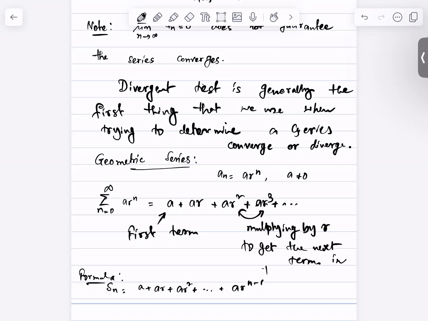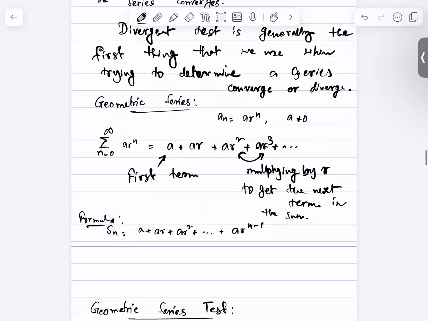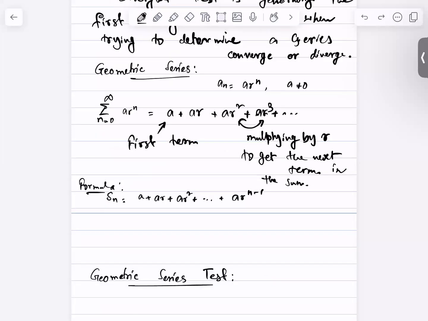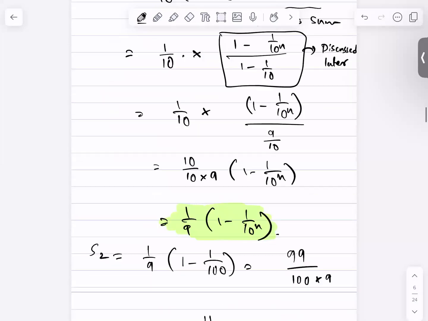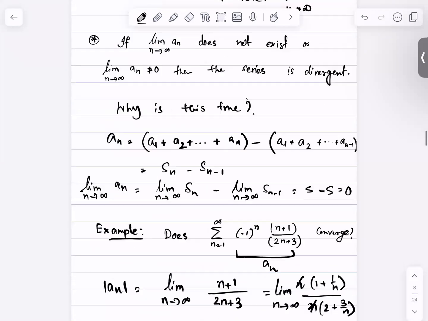And the sum. This is the formula that I was referring to earlier. If you have this finite snapshot, a plus ar plus ar squared till ar to the n minus 1, this sum is basically a times 1 minus r to the n over 1 minus r, where r is not equal to 1. I have used this formula here.